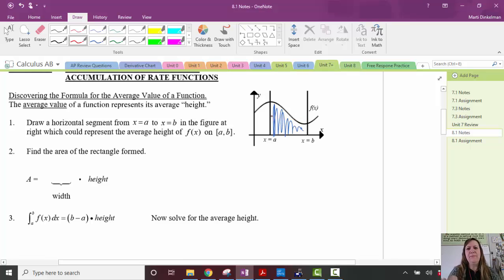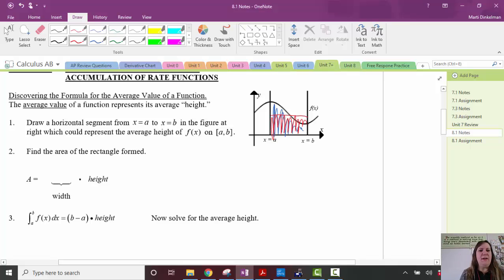I think it needs to be a little taller. So maybe in like here somewhere. Maybe a little lower than that. But what we're, again, trying to find is, is there a rectangle? And how tall would it have to be so that the area under the blue would be the same as this area in the red, okay?